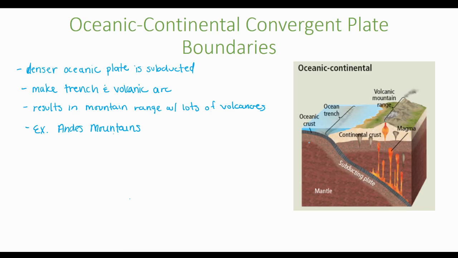So what we have here is our oceanic crust that's subducting underneath the continental crust, where it is going to be burnt up, and the hot magma rises through the mantle, and that creates a volcanic mountain range that is on the continental crust.